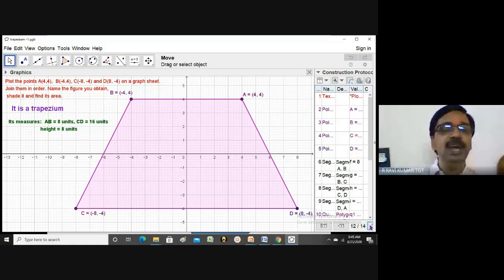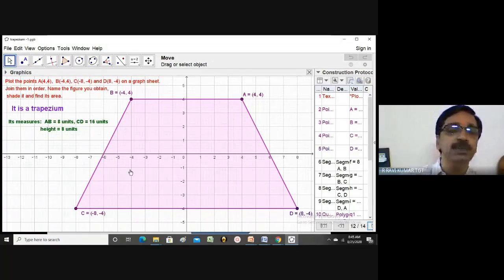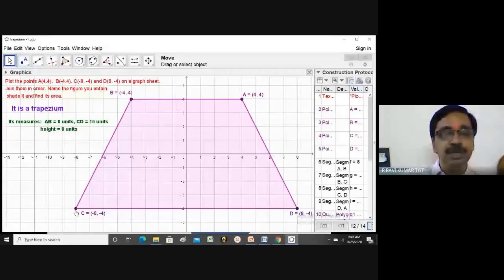And we have to write first, what is the measure of AB? AB is 1, 2, 3, 4 units, 1, 2, 3, 4, there it is 8 units. Length of AB is 8 units. Length of CD is 16 units. 8 and 8 up to here, so it's 16 units.